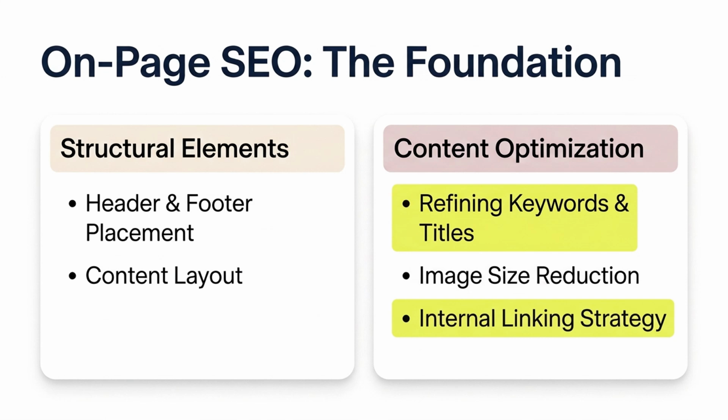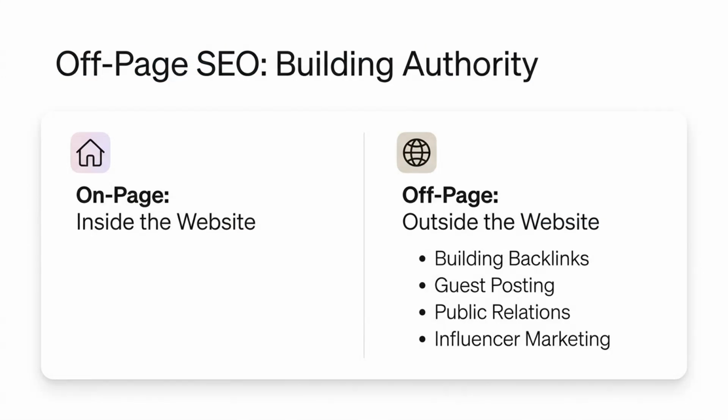Beyond just layout, on-page optimization is heavily focused on your content. This means refining your titles and keywords so search engines understand your topic. It also involves technical tweaks, like compressing images to reduce file size and creating a strong internal linking structure to connect your pages together.